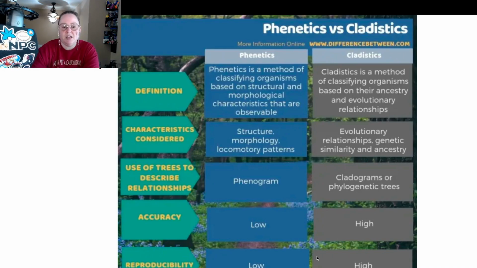So to sum up, phenetics is a method of classifying organisms based on structure and morphological characteristics that are observable. Cladistics is basically the method of classifying organisms based on their ancestry and evolutionary relationships. And that's why we go with cladistics now. We used to do this one, but unfortunately, if you're looking at just observable characteristics, you get yourself into some piles of trouble. So keep in mind, this is what we started with. This is what a phenogram is, but cladistics is where we're at now.